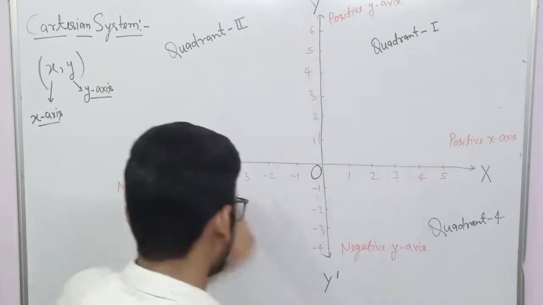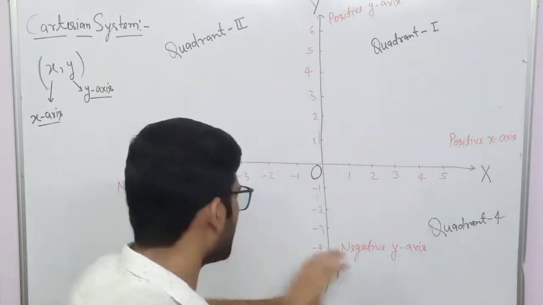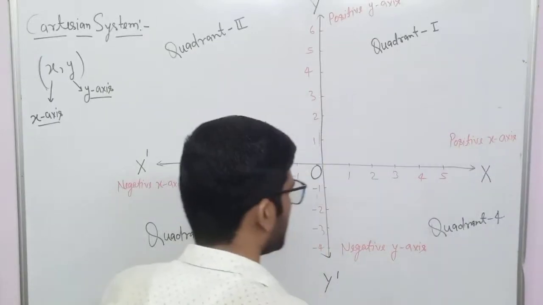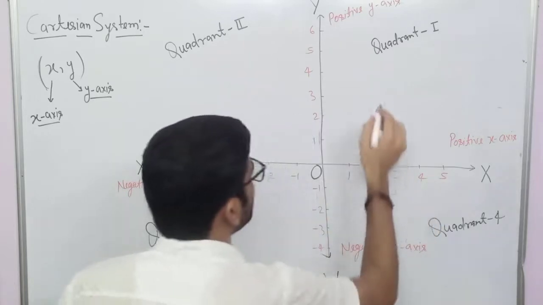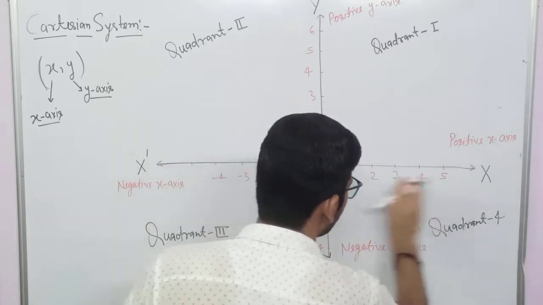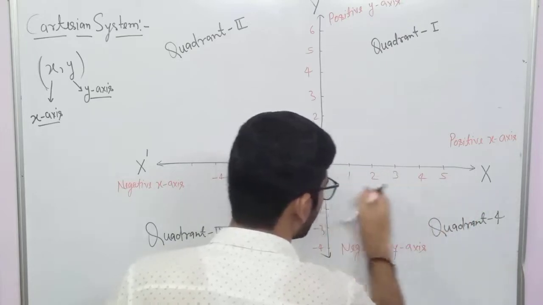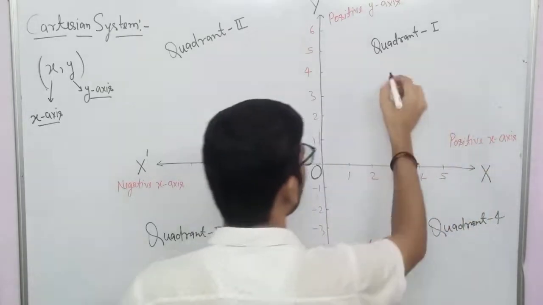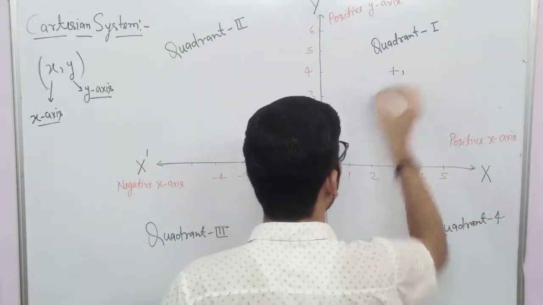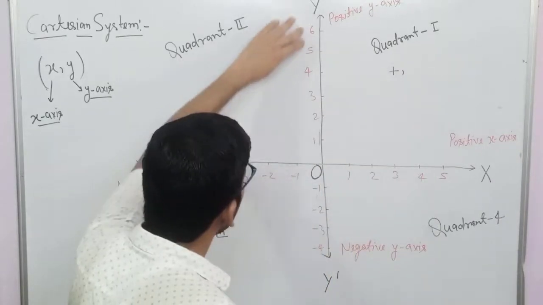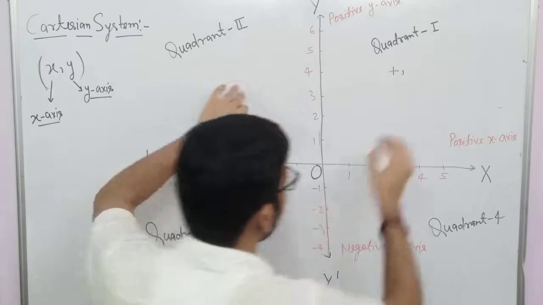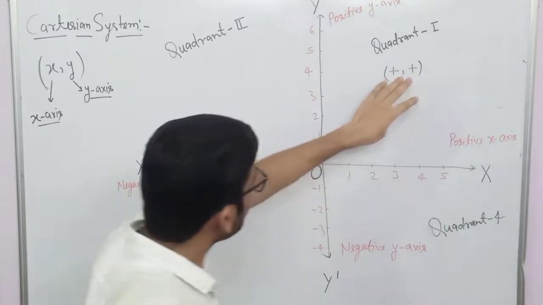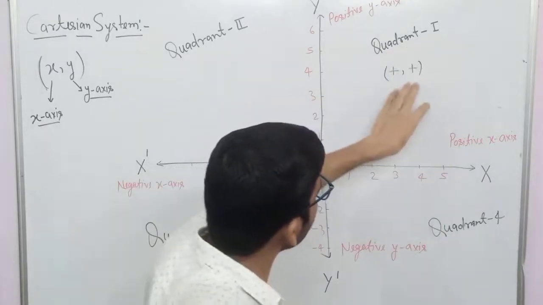Name of all the parts, quadrants 1, 2, 3 and 4, you got it clear? Okay, now the sign of the first quadrant, how can you write it? First you write the x direction. This representation of the x direction is the positive x axis. Here we also write positive x axis, so the sign is plus. Now we add the y axis, positive y axis, so the sign of y is also positive, so the sign of the first quadrant is plus plus.